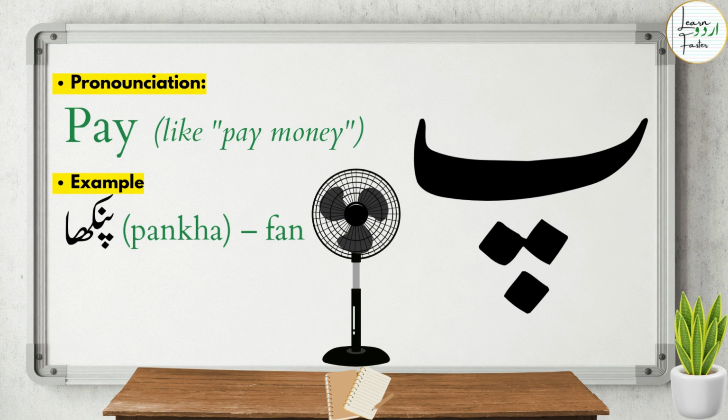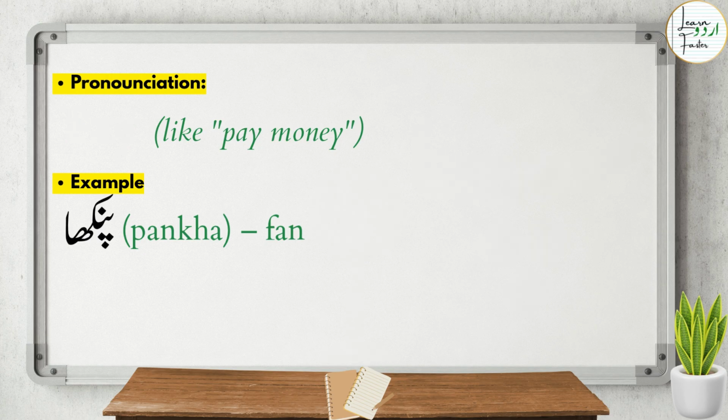To identify this alphabet, below pay, there are three dots, nukte. It's the plural of nukta when there are more than one dot. So below pay, there are three dots, nukte. So this is the identification of the alphabet pay. Hope you understand it. Now move to next.